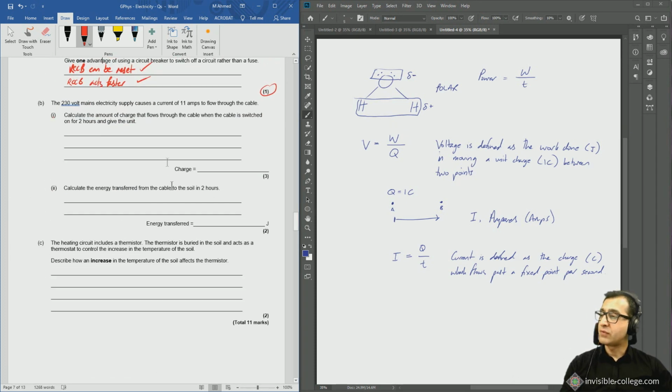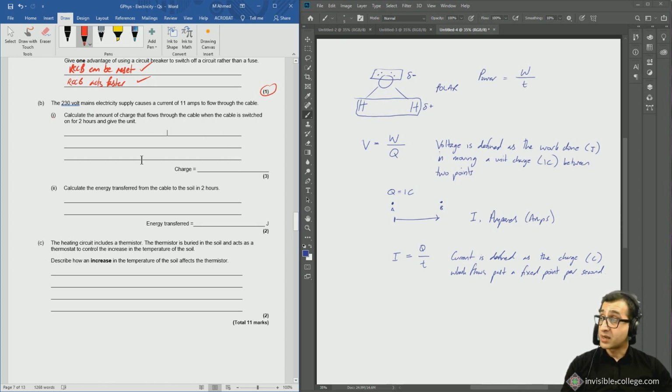So here is the bit that most of you seem to struggle on in this question. The 230 volt mains electricity supply causes a current of 11 amps to flow through the circuit. Calculate the amount of charge that flows through the cable when the cable is switched on for 2 hours and give the unit. So this is another thing that a lot of students will struggle with. Very often, exam questions, like for example this one, will give you the unit at the end of the answer section for the question. Here they're giving you the unit of joules, but in this case they're specifically asking you to give the unit as well as the correct answer.